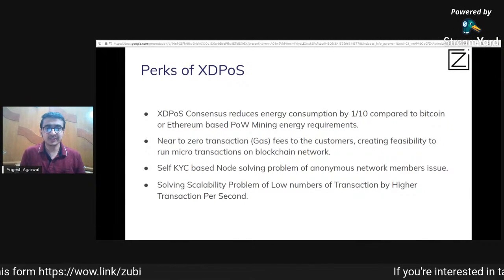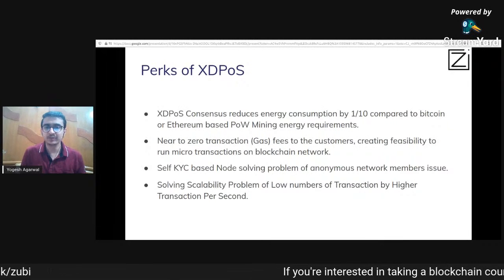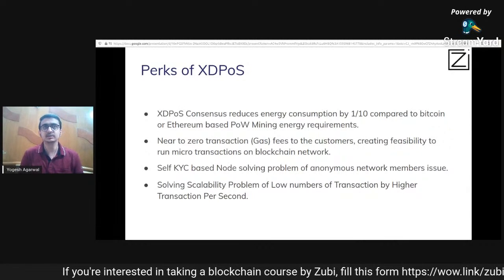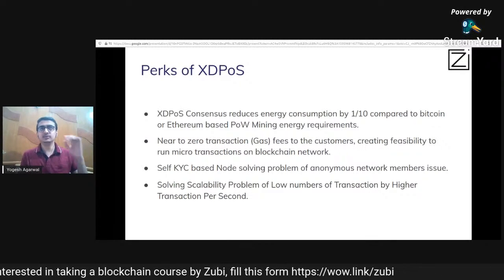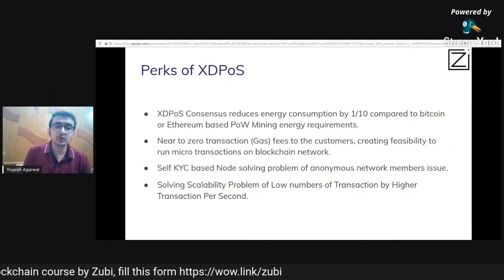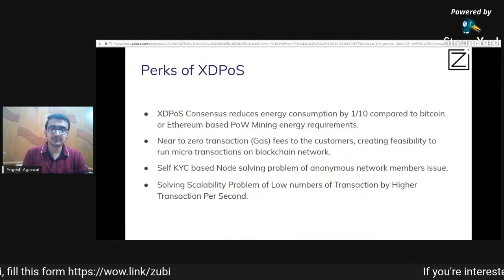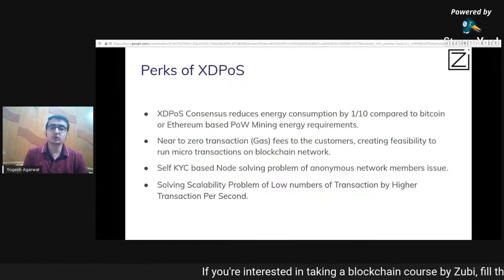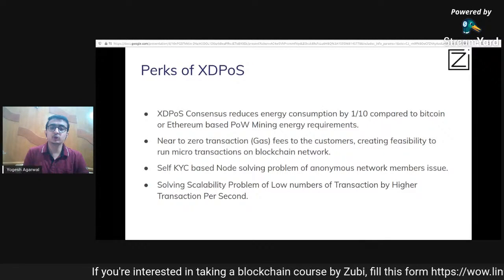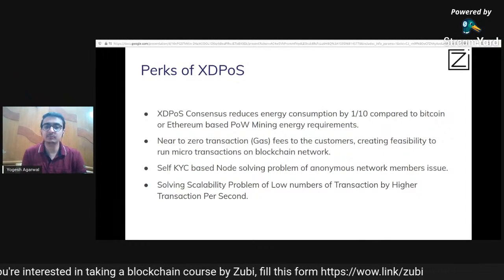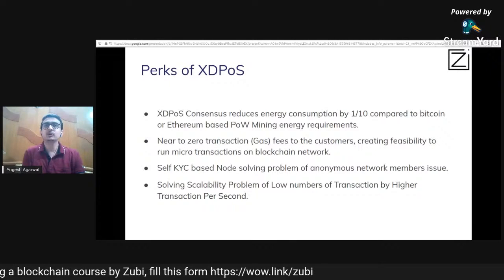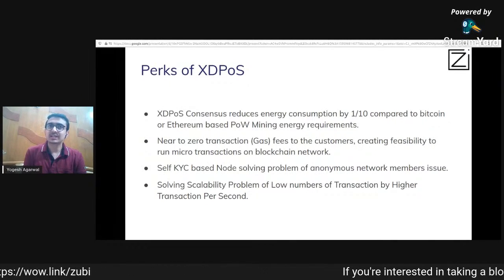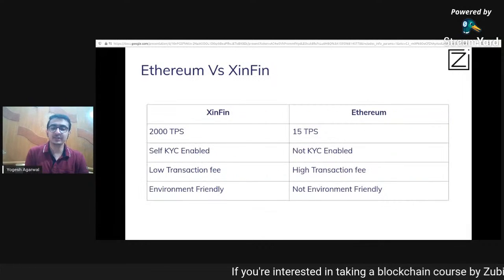Then there is self KYC based node, solving the problem of anonymous network members that we have already discussed. It provides hassle-free features to do a self KYC and get verified. Then it solves the scalability problem of low number of transactions, and it has high transactions per second. The reason is the same: everyone in the network doesn't have to come to a consensus, only the master nodes have to decide. That's why its speed is very high.